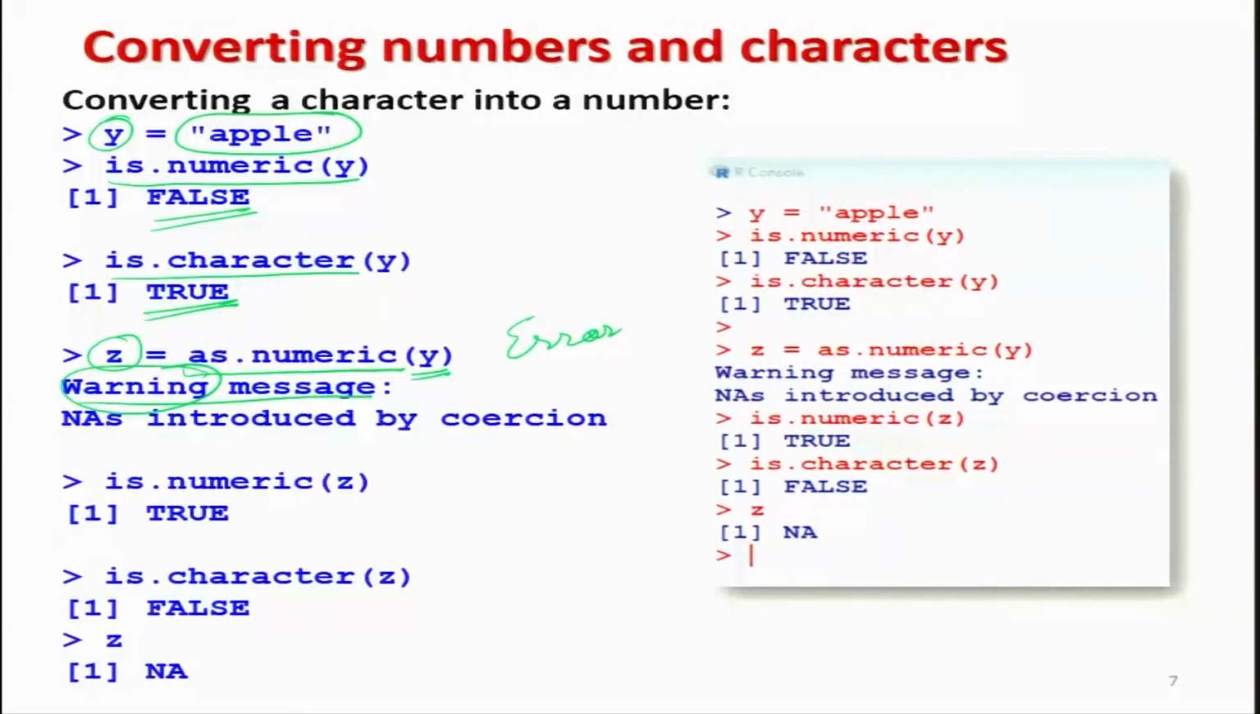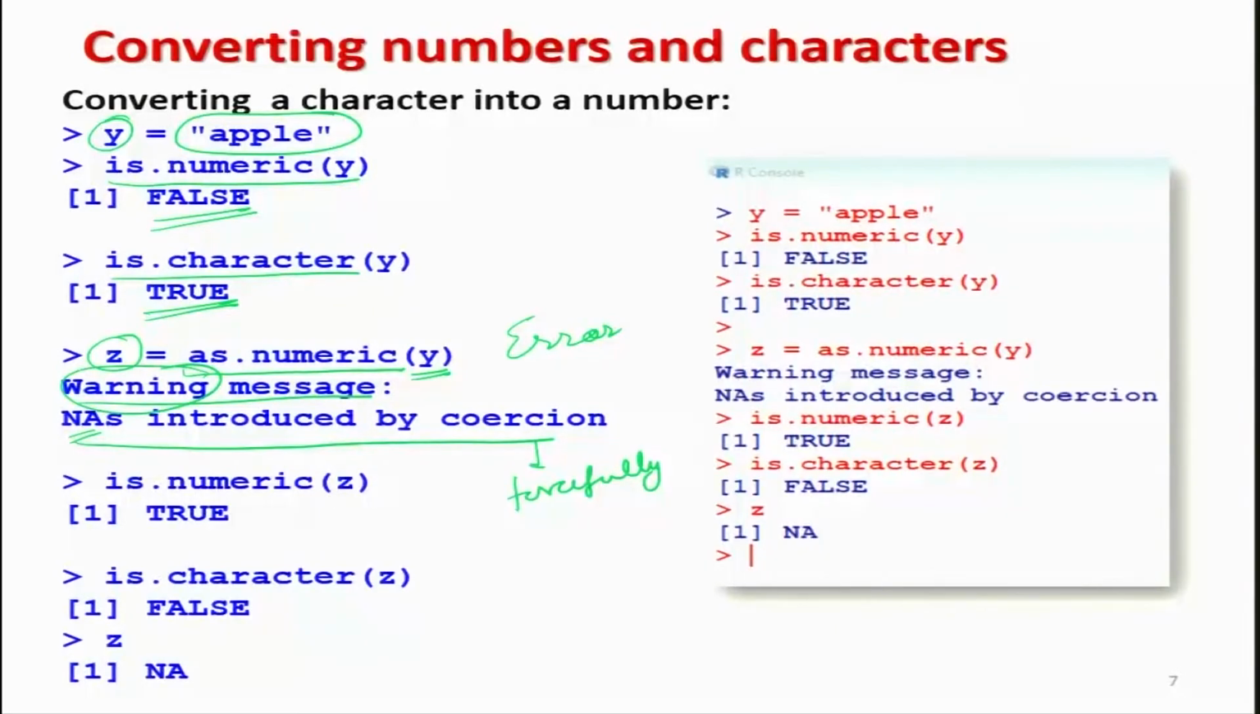Because there is a mistake, there is an error. Unless and until you correct it, the program will not run. So it is now giving you here "NA is introduced by coercion." Coercion means forcefully, and NA is something like a missing value, not available, which we are going to discuss once again in more detail in the further lectures.